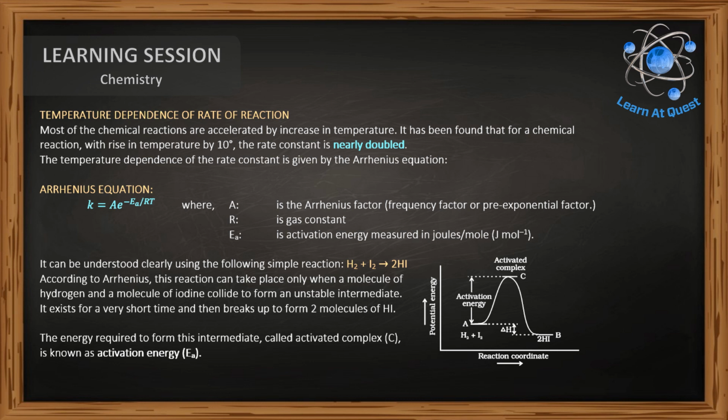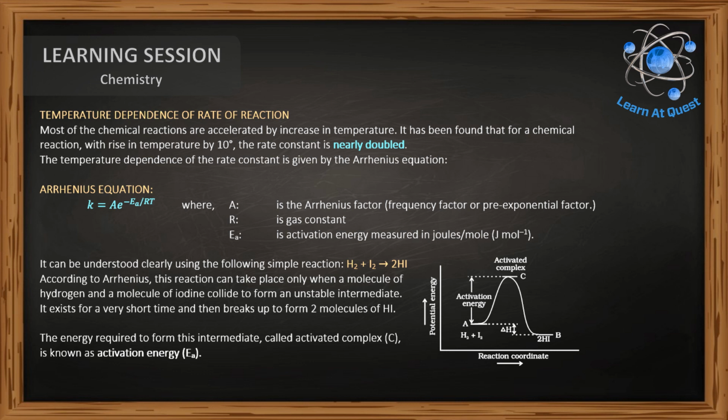The temperature dependence of the rate of a chemical reaction has been accurately explained by the Arrhenius equation. The Arrhenius equation was first proposed by a Dutch chemist, J. H. van 't Hoff, but Swedish chemist Arrhenius provided its physical justification and interpretation. The Arrhenius equation is K, which is the rate constant for the chemical reaction at temperature T, equals A multiplied by e raised to minus Ea divided by RT.